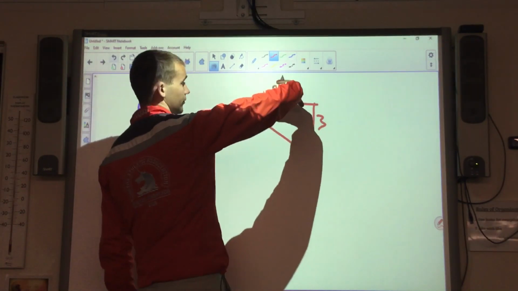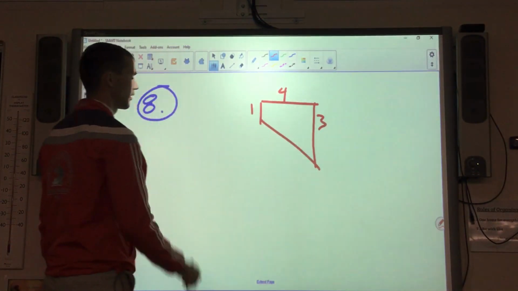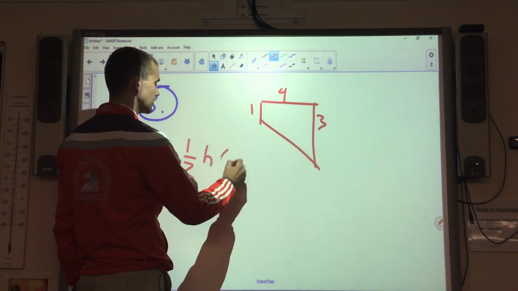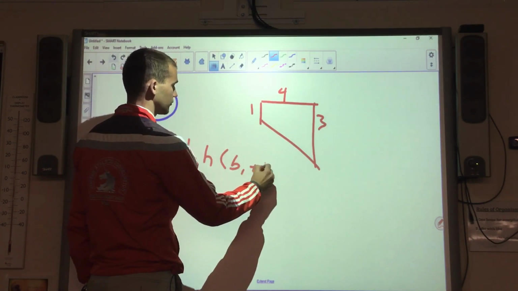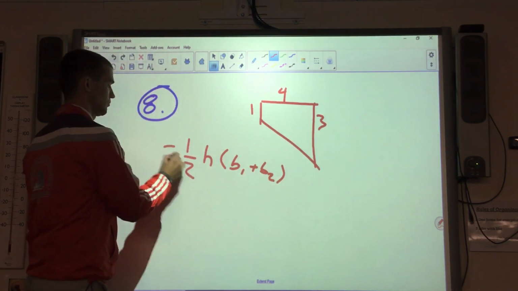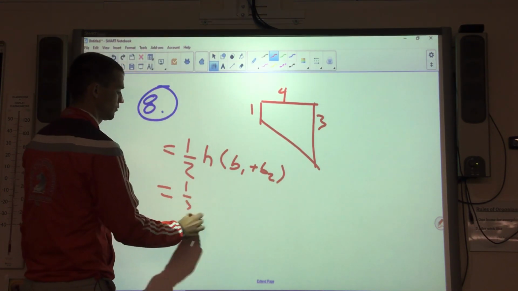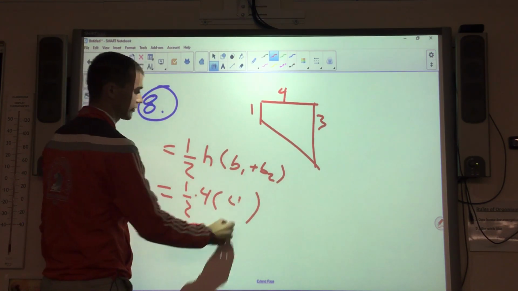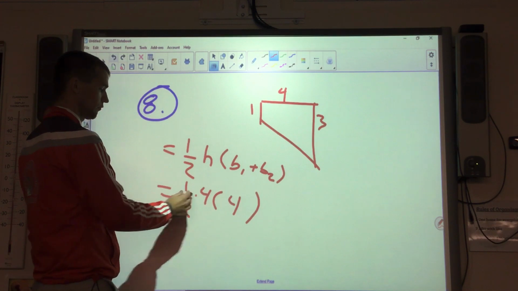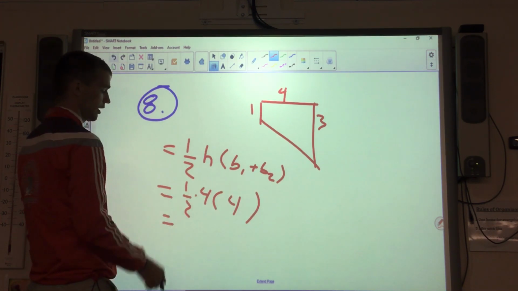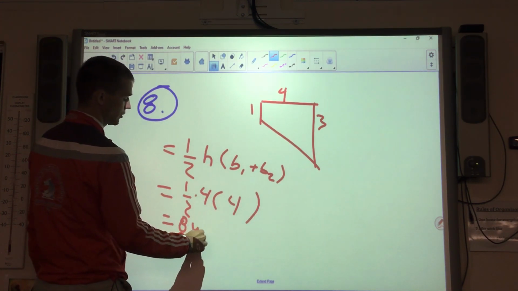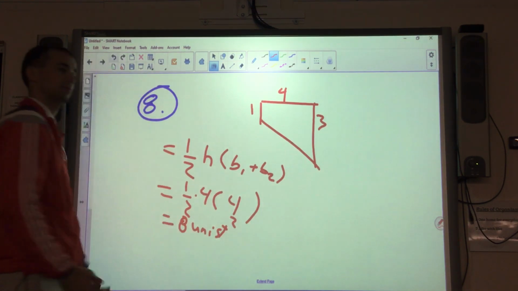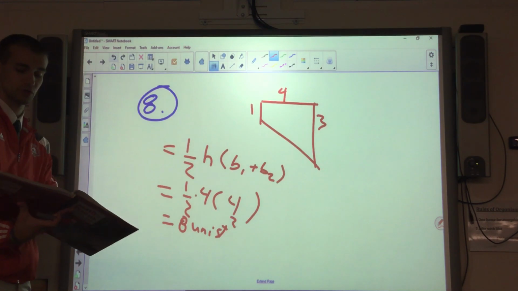It would be the vertical height, but again, you have to think about it, just turning it this way. So it's 1/2 times the height times base 1 plus base 2. 1/2, height is 4. Add the bases, I get 4, because I'm adding them together in my head right away. 4 times 4 is 16, 16 times 1/2 is 8 units squared.